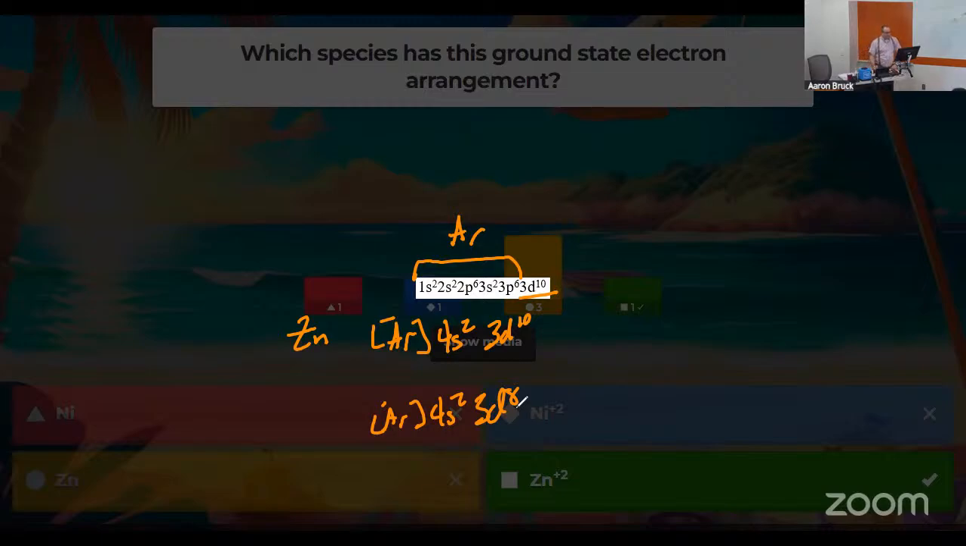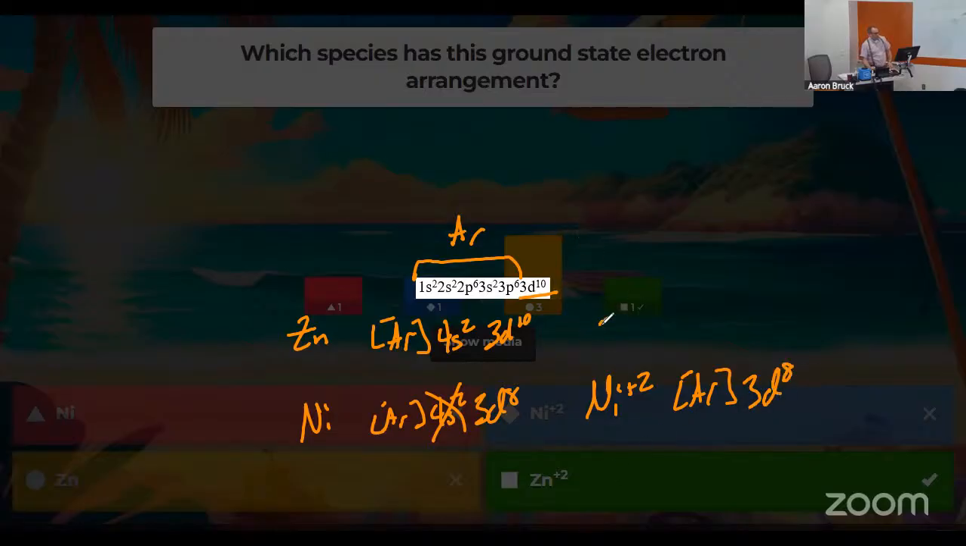So maybe that makes you say, okay, well, what about nickel 2 plus? Nickel 2 plus would add 2 electrons, right? No, that's not what 2 plus means. 2 plus means that we've lost 2 electrons, not gained 2 electrons. In the case of nickel 2 plus, we're going to lose those 4s electrons. It's going to be argon 3d8.